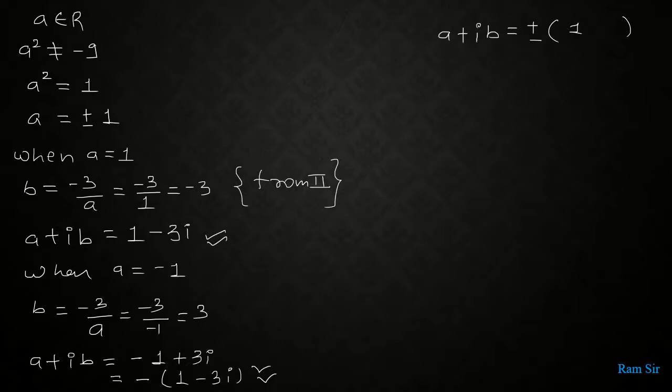But a plus ib we assumed for under root of minus 8 minus 6i. So the answer of under root of minus 8 minus 6i is plus minus, in bracket, not in under root, my mistake. So plus minus 1 minus 3i. This is the answer of the square root of the given complex number.